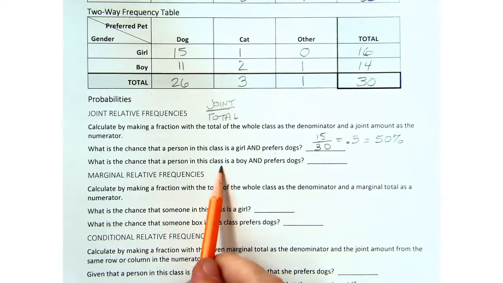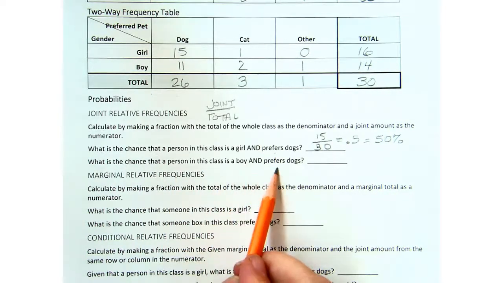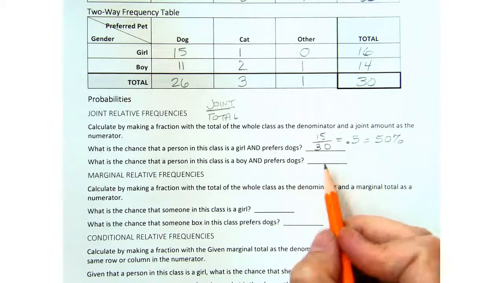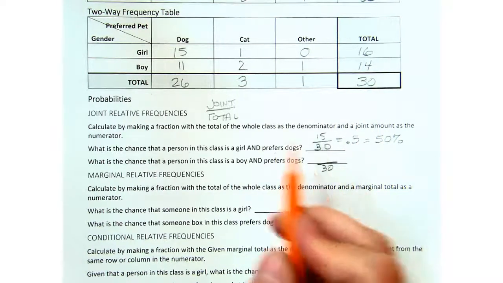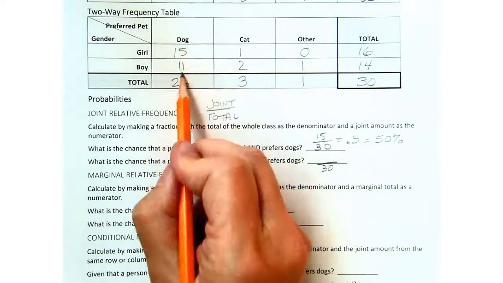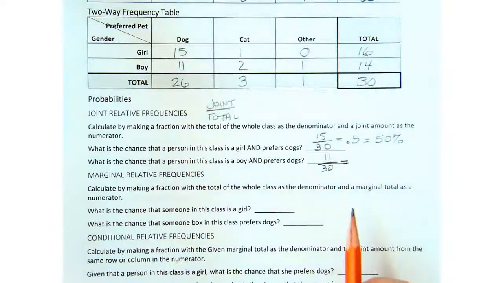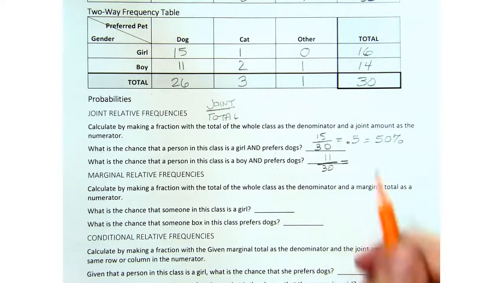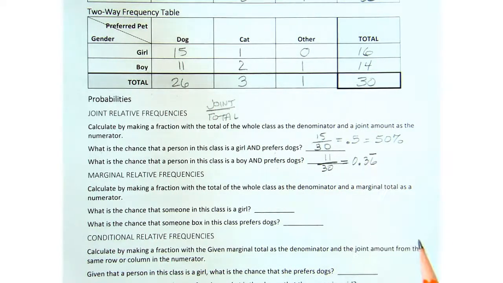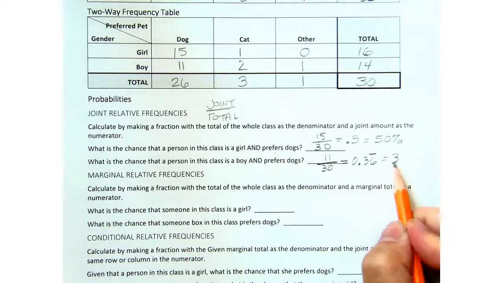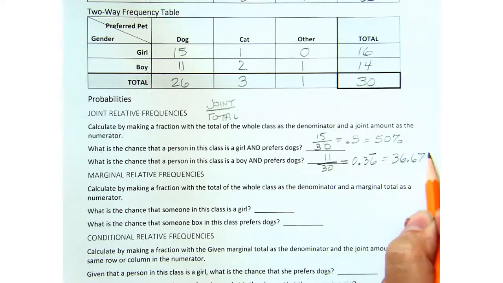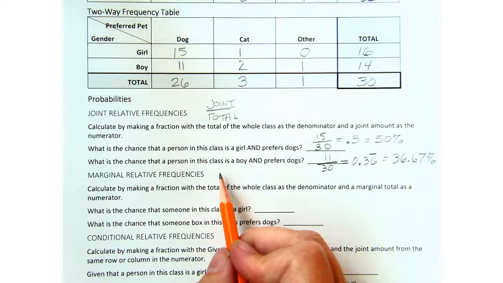What is the chance that a person in this class is a boy who prefers dogs? Once again, the denominator is 30, but this time the numerator is 11. 11 divided by 30 is 0.36, repeating, which converts to 36.67%.